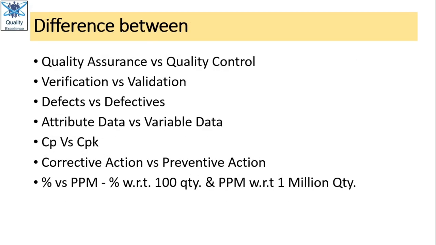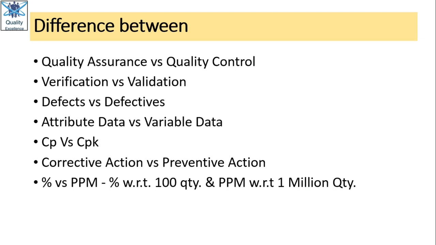Now they may ask you some differences, like what is the difference between quality assurance and quality control, verification and validation, defects and defectives, attribute data and variable data, what is CP and what is CPK, corrective action versus preventive action, and percentage versus PPM. So let me tell you about percentage versus PPM. All other videos are already there on my channel. You can go through them. I will give a link in the description box.